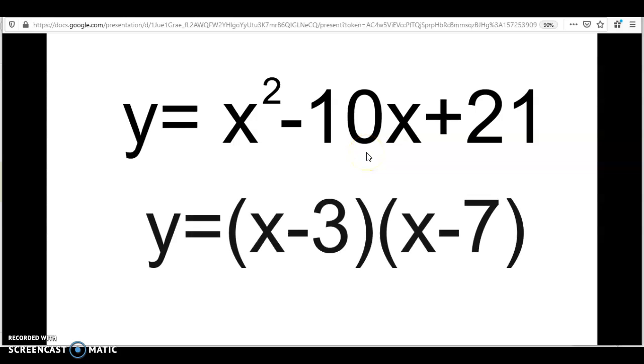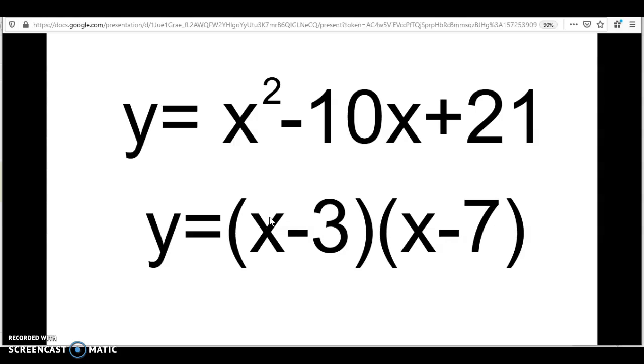If I factor it, I can get even more information. If I want to find out where it crosses the x-axis, then I make y equal to 0. Well, if something times something is 0, then this and/or this has to equal 0, because 0 times anything is 0. So if x minus 3 is 0, I move the minus 3 over, and x equals 3. Or if x minus 7 is 0, I move the minus 7 across, and I get x equals 7.